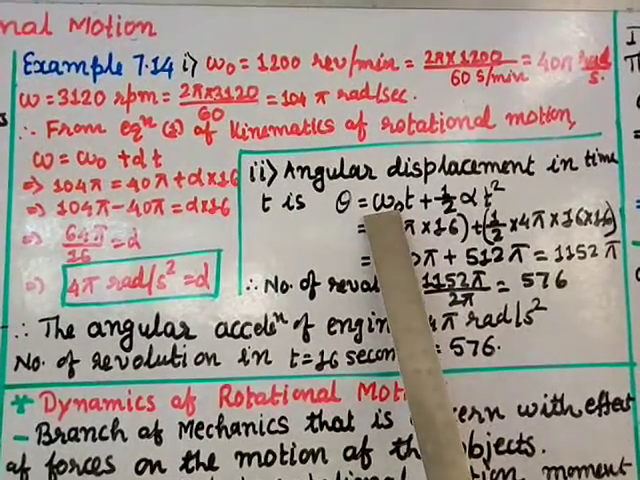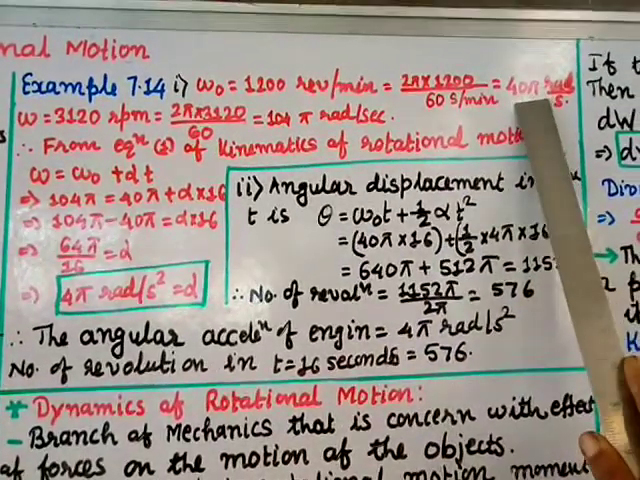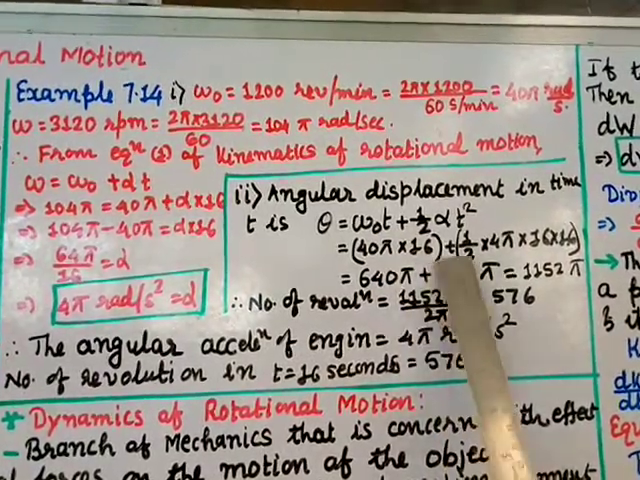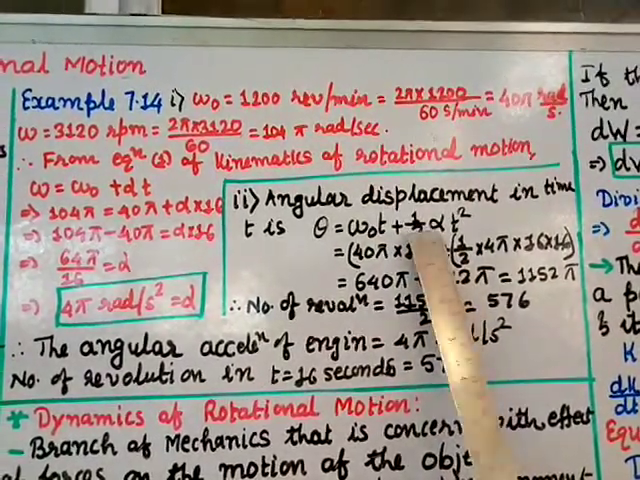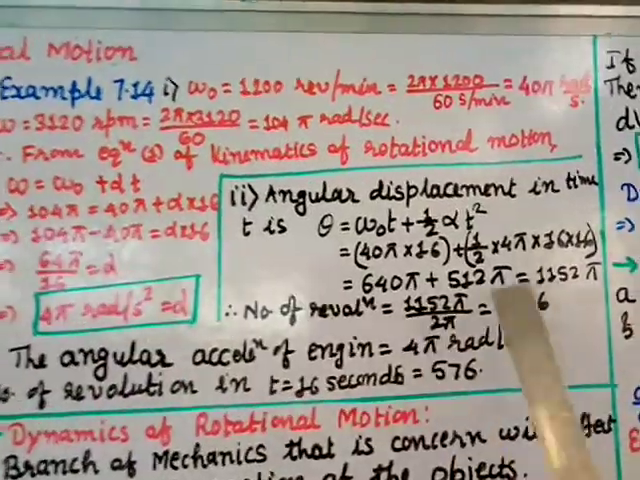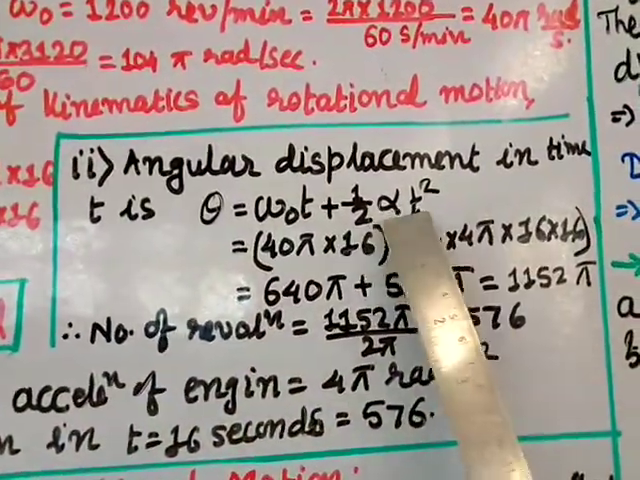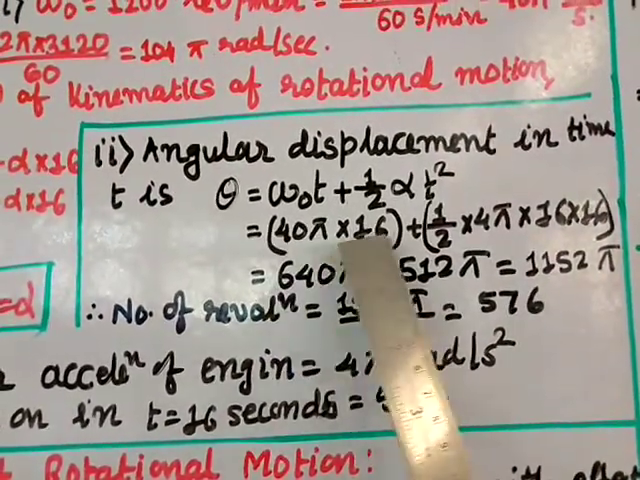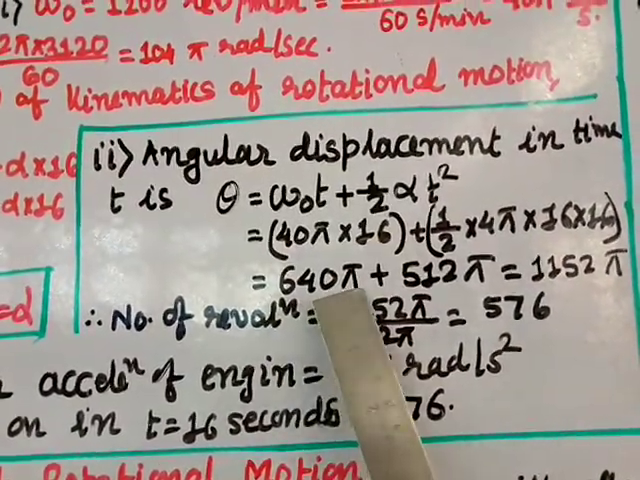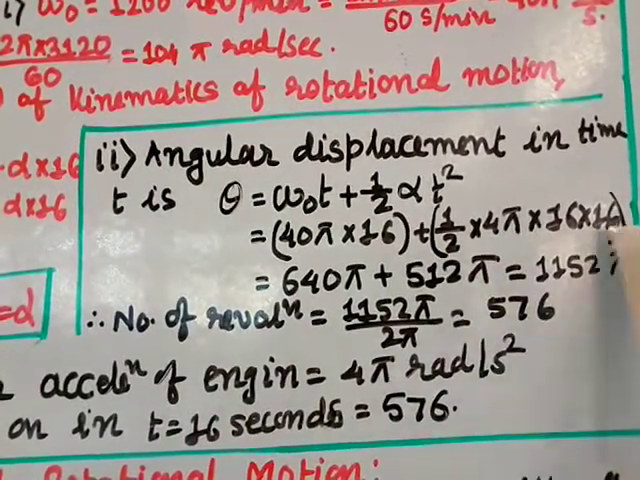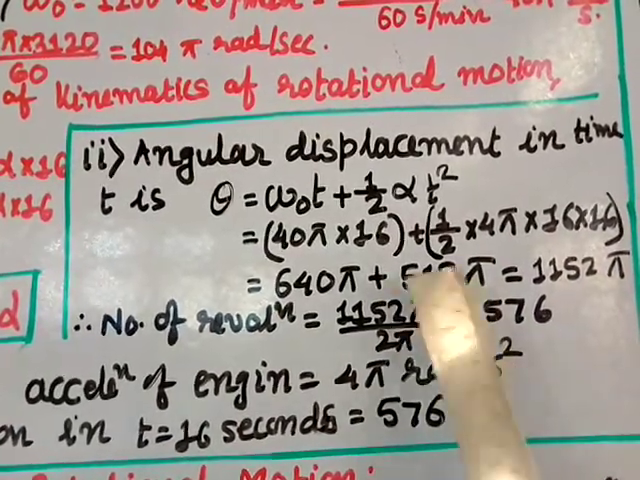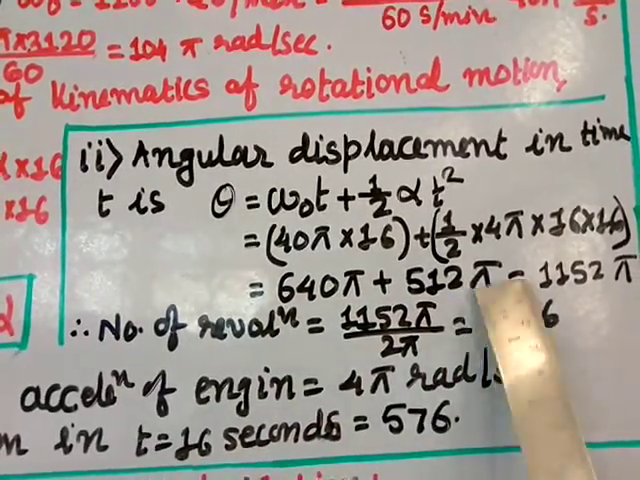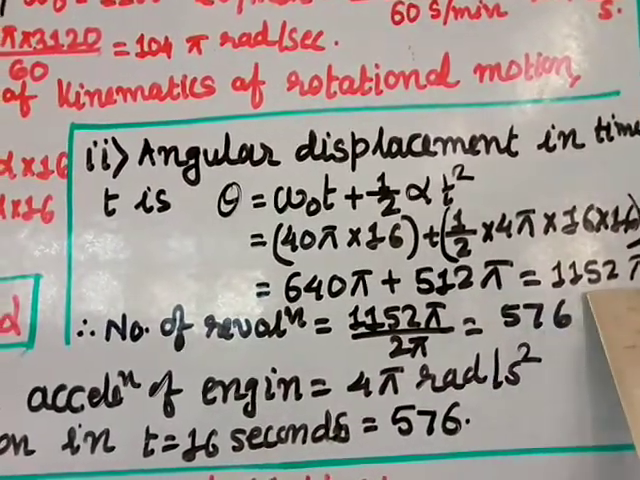Now the omega naught value, we know that initially the velocity is 40 pi, so 40 pi into time t, 16, plus 1 by 2 as it is, and alpha we found here, 4 pi. So I put here 4 pi, and t square is 16 square, so 16 into 16. If you multiply, you get 640 pi, and for the other part you get 512 pi. Here there is a plus, so this value is 640 pi plus 512 pi. Sum up together, you get 1152 pi.